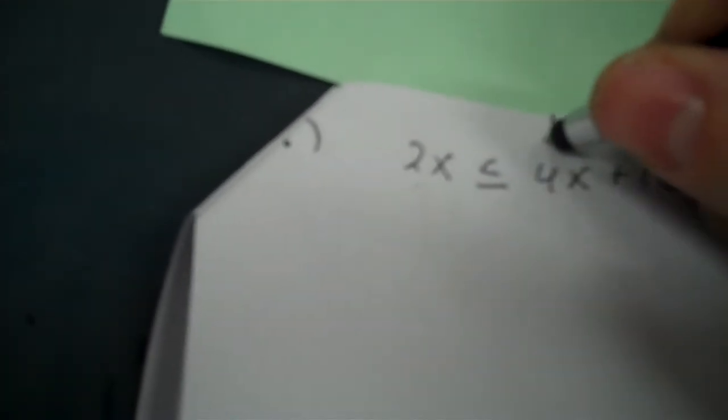Okay, number 8. 2x less than or equal to 4x plus 10. Okay, so we have x's. We have two of them. They're on opposite sides, so we're going to get this one here to 0, because if I get rid of that one, there's nothing there, and that confuses people. So we'll minus 4x, minus 4x.